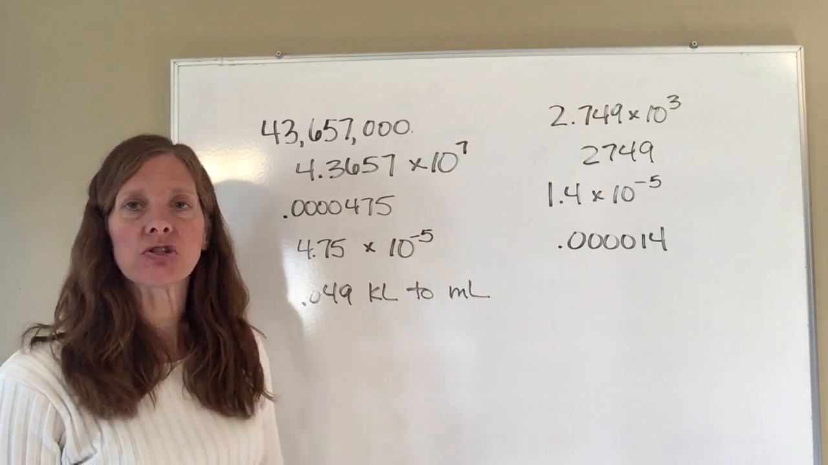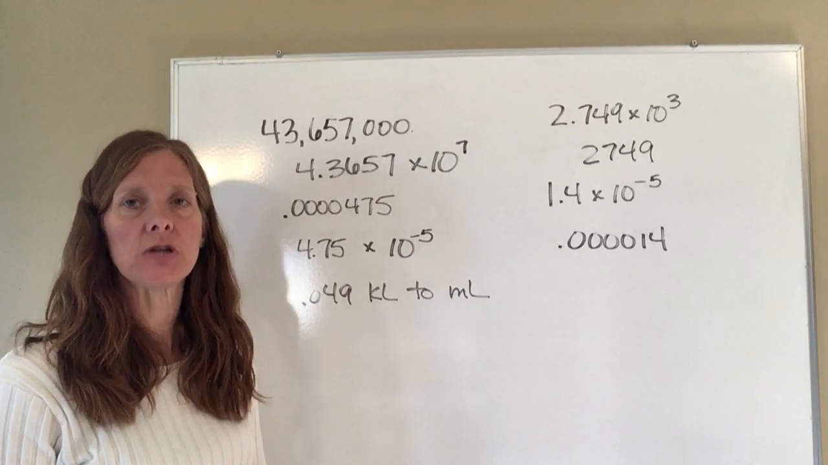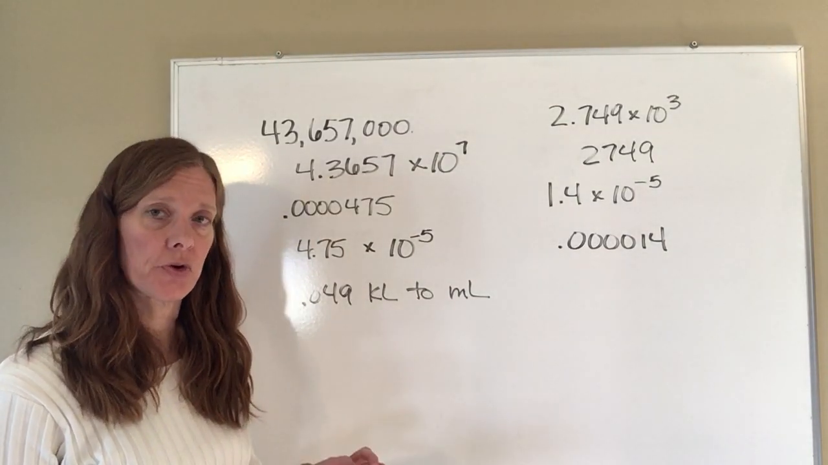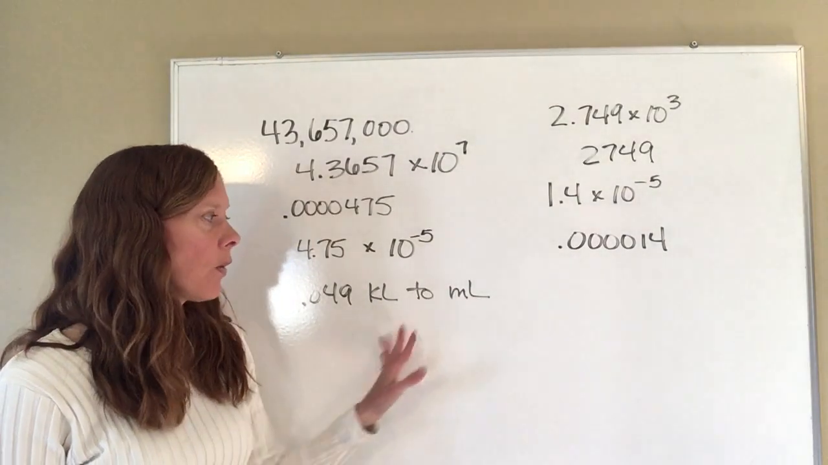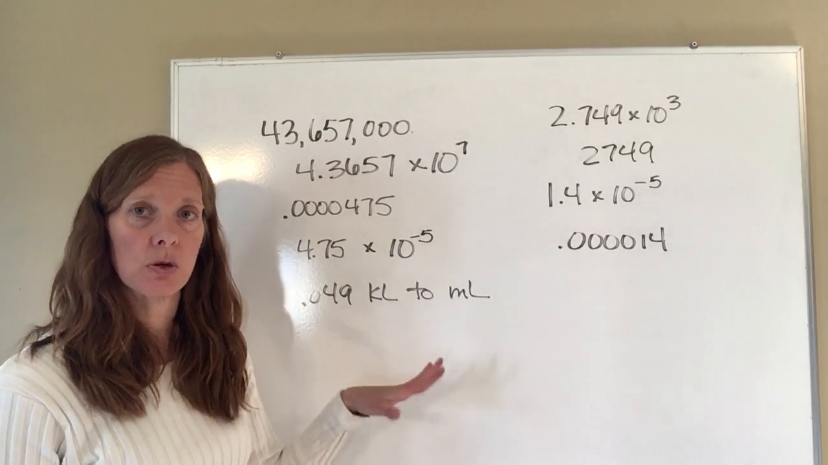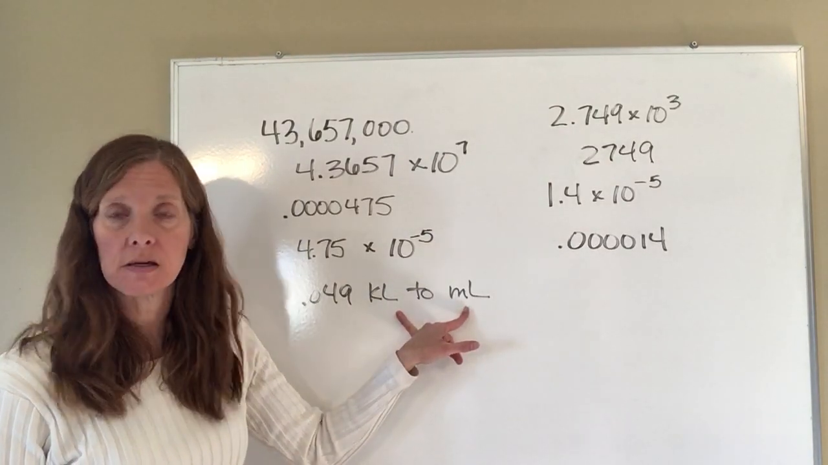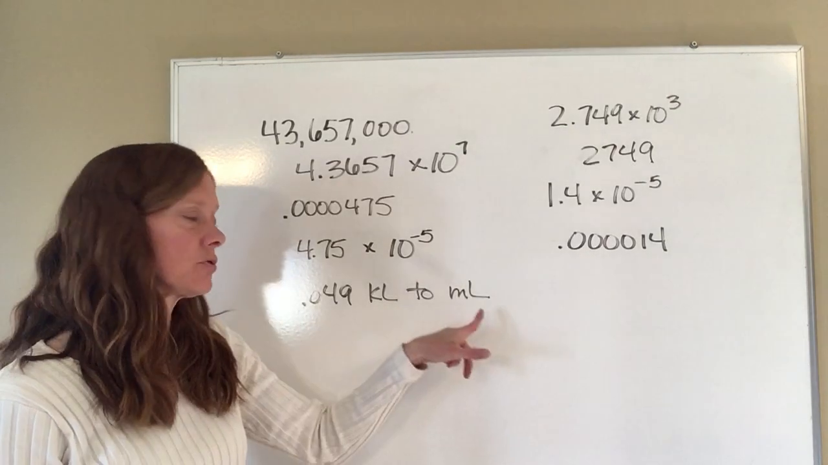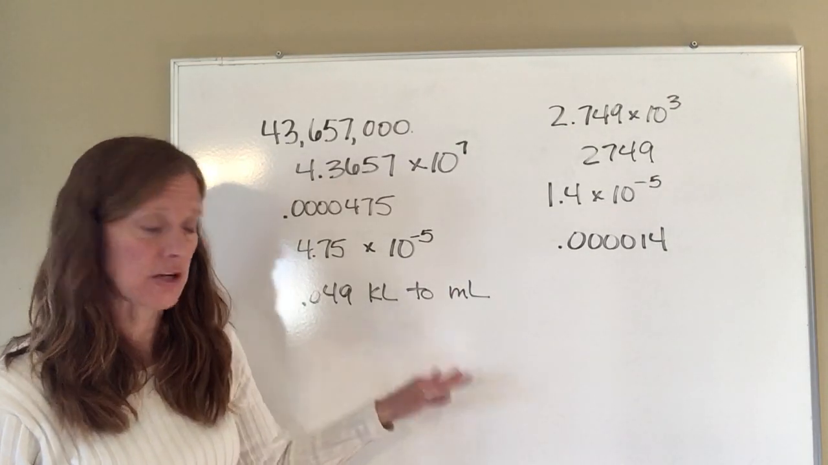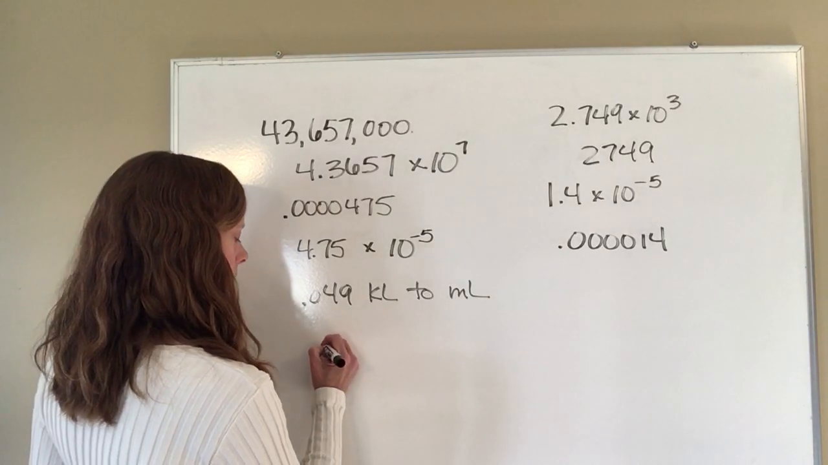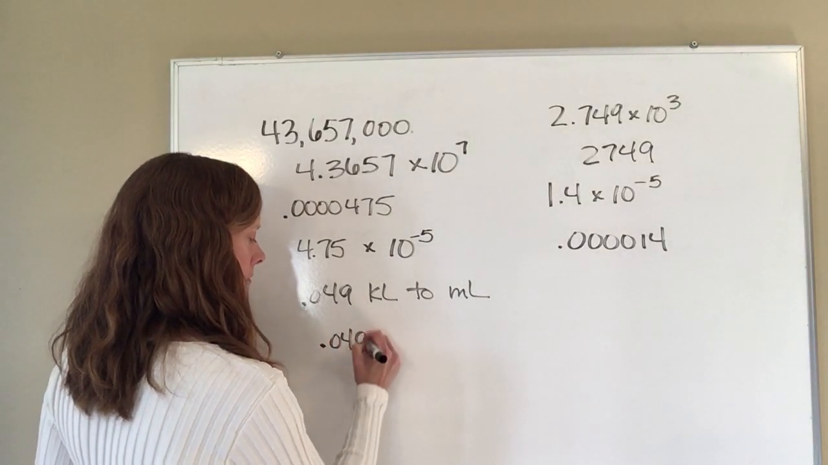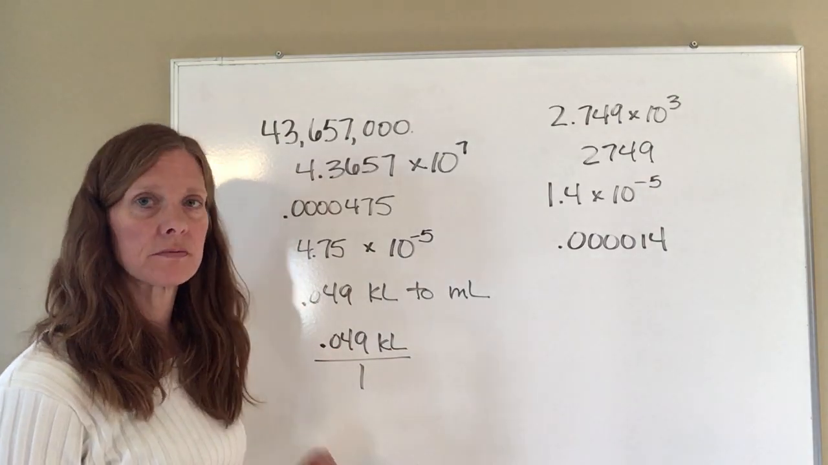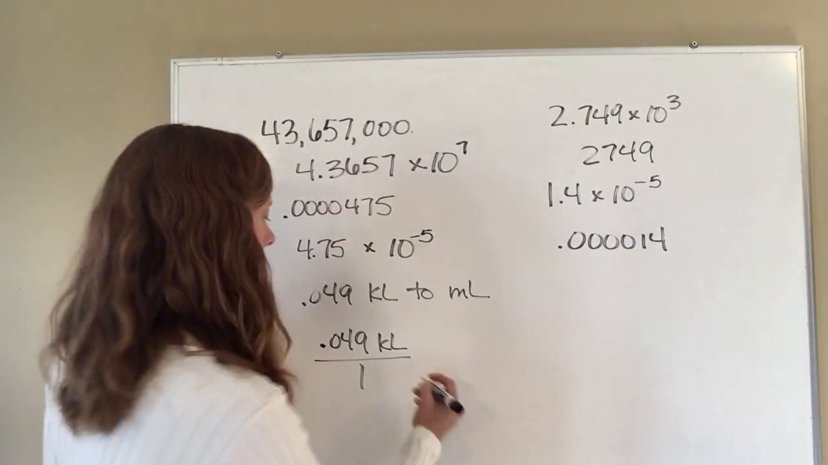If you have a situation like this, you always want to be sure that you're changing it to the base unit first. So the base unit is going to be whatever the unit is without a prefix. So in this case, your base unit is going to be liters. I don't have a conversion factor to go straight from kiloliters to milliliters, but I can get it to liters. So I'm going to take what they give me, 0.049 kiloliters. You put that over 1. That's the way we always start.